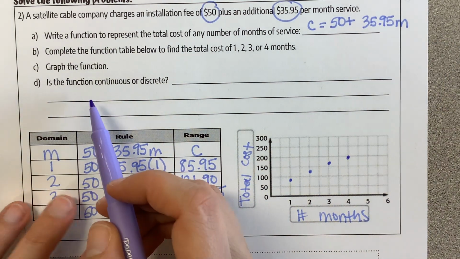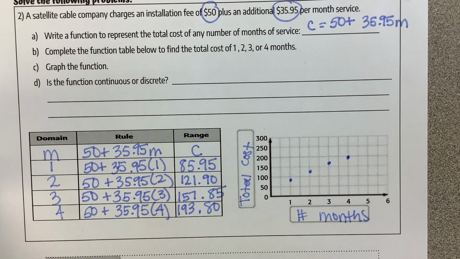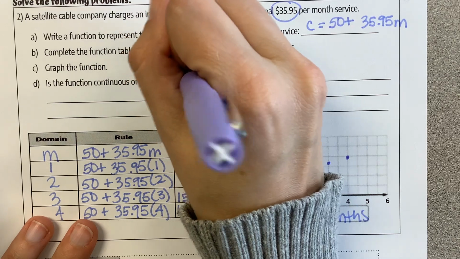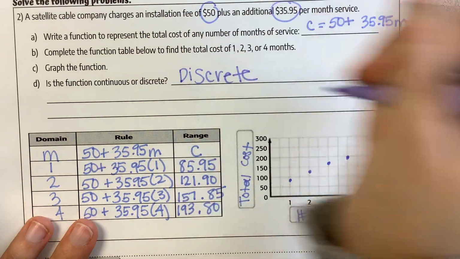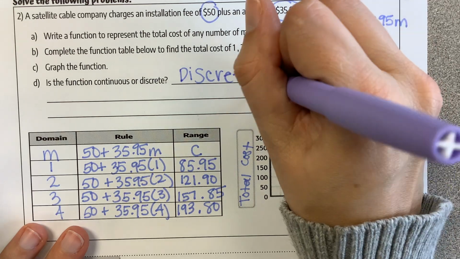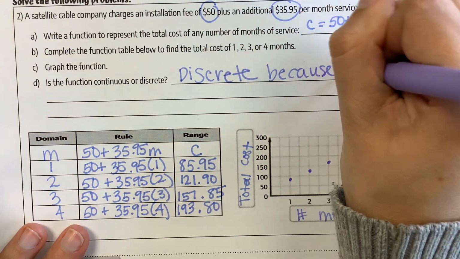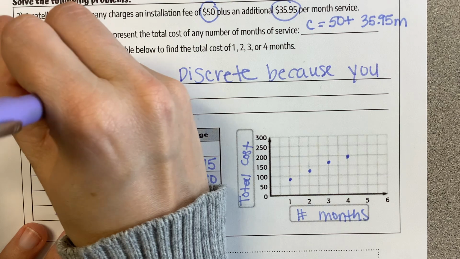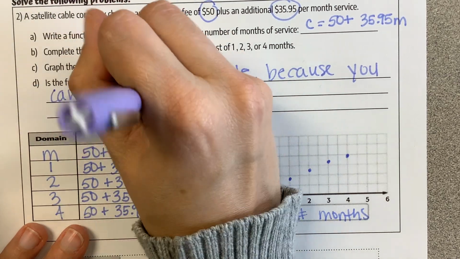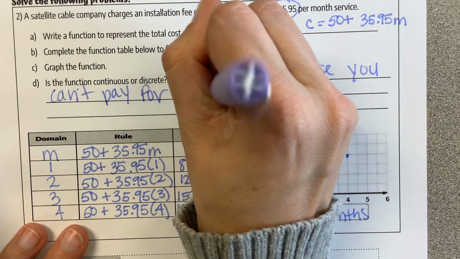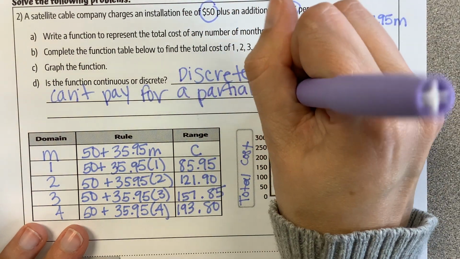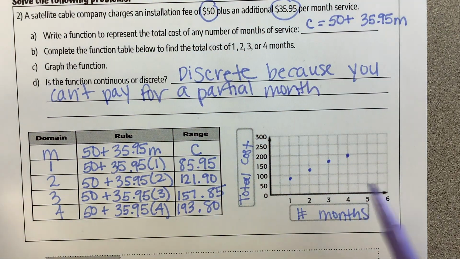So now we gotta ask ourselves, is it continuous or discrete? Well, since you're paying monthly, we're not gonna pay for a month in a certain amount of days. We're just paying for the month as a whole. So this is going to be discrete, because you can't pay for a partial month. So I'm leaving those as dots. I am not going to connect them.